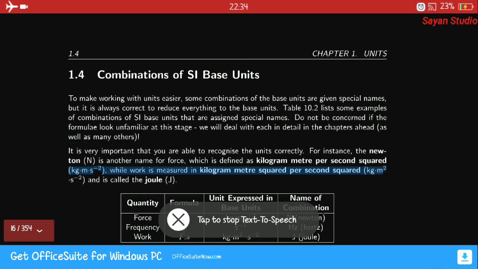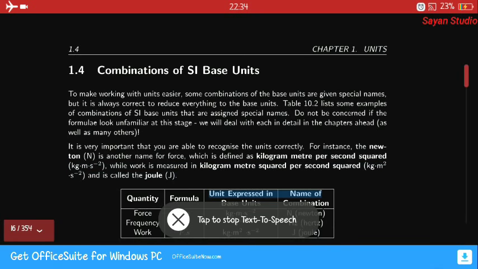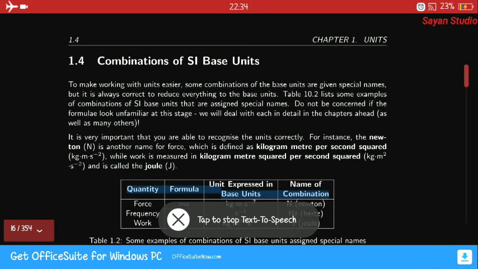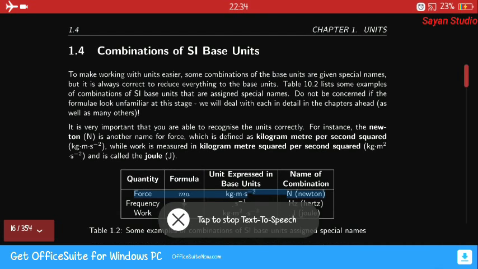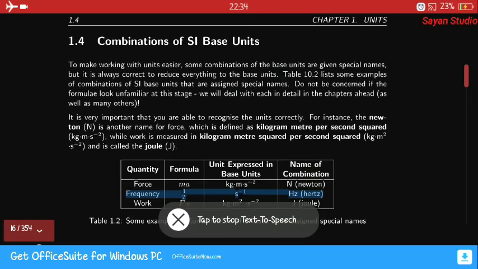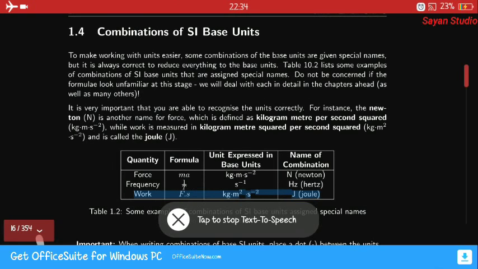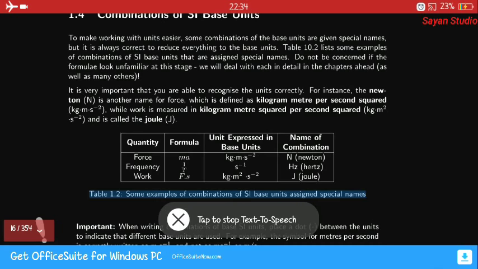kg·m·s⁻², while work is measured in kilogram meter squared per second squared, kg·m²·s⁻², and is called the joule, J. Unit expressed in name of quantity, formula, base units combination. Force, F = ma, kg·m·s⁻², N, Newton. Frequency, f = 1/T, s⁻¹, Hertz. Work, W = Fs, kg·m²·s⁻², J, joule. Table 1.2: Some examples of combinations of SI base units assigned special names.